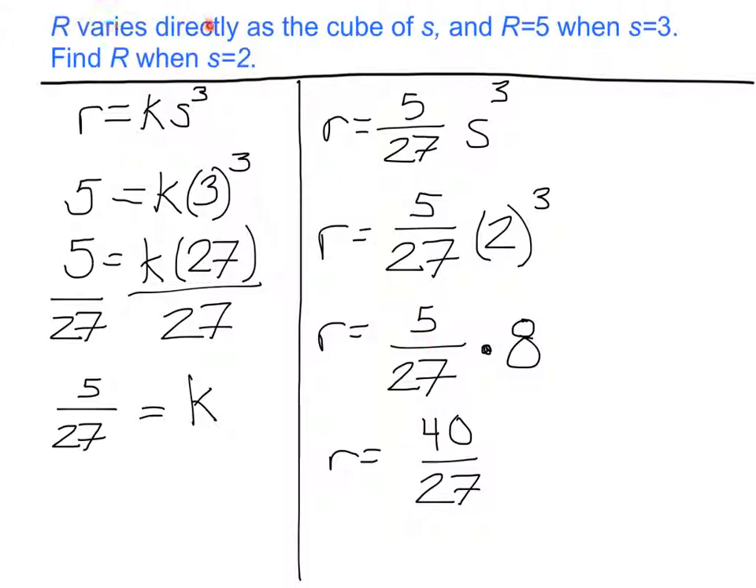So in that first step, I'm considering writing the formula and using the information that I'm given to find the constant of variation. And in that second step, I'm answering the actual question. I'm finding r when s is equal to 2. Let's look at one more example of a power model. But since we did direct variation in this case, let's consider inverse variation in the next one.